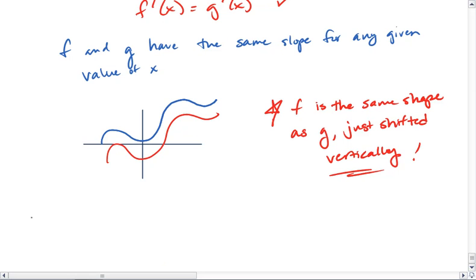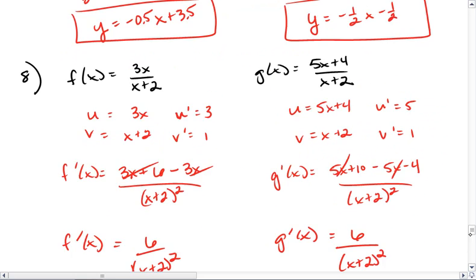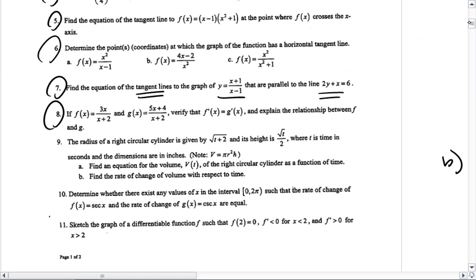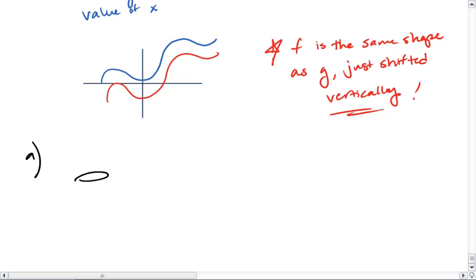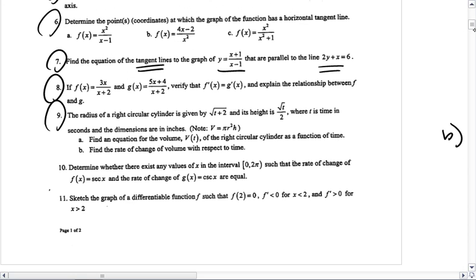And now on to problem 9. Okay, problem 9. The radius of a right circular cylinder is given by root t plus 2. Alright, we can draw a right circular cylinder, and we know that its radius is root t plus 2. Its height is root t over 2, where t is time in seconds and the dimensions are in inches.